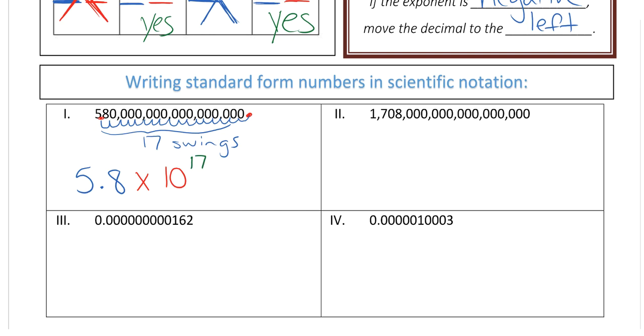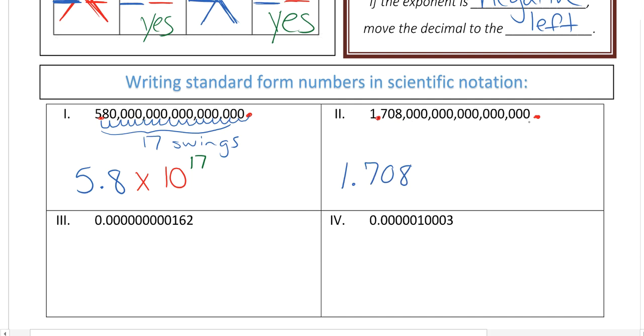I can see my decimal starts at the end of my number, and if I want to create a number that is between 1 and 10, my significant digits are 1, 7, 0, and 8. I would place the decimal between 1 and 7 because that's the only location that I could put it where it would create a number that is between 1 and 10. So 1.708 is going to be that first value in my scientific notation value.